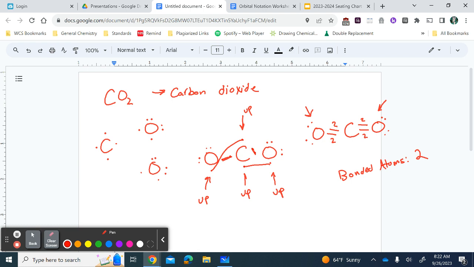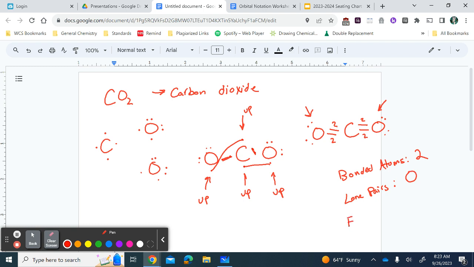If we want to look at our lone pairs, this is a tricky one. We always want to focus on the central atom. We can ignore the lone pairs around our oxygen atoms. We're just looking at our central atom because that's going to determine what our geometry is, which we'll talk about later this week. So if we look at our carbon, how many pairs of dots does this carbon have that aren't connected to oxygen? It doesn't have any, so we'll say this has 0 lone pairs.